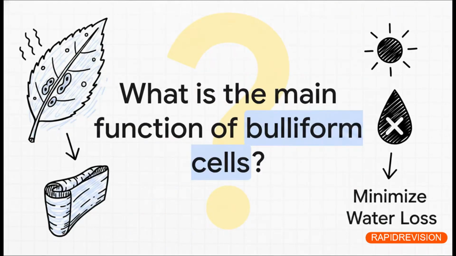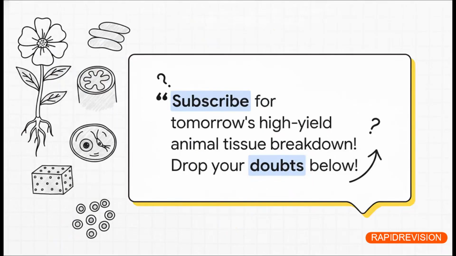And perfectly closing our concept to proof loop for today, just look at this NEET 2025 question. What is the main structural function of specialized bulliform cells? The answer? To minimize water loss during periods of intense water stress. Do you see how directly these explanations map right to your exams? That wraps up our deep dive into morphology and anatomy.